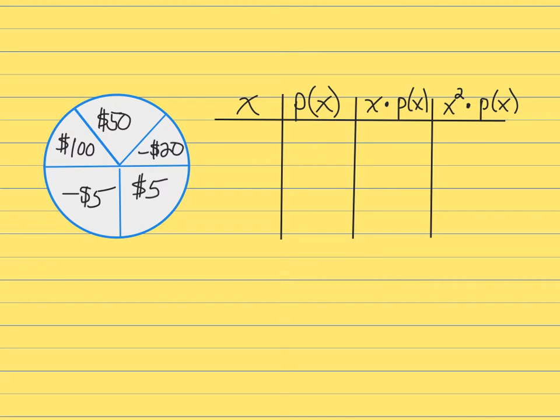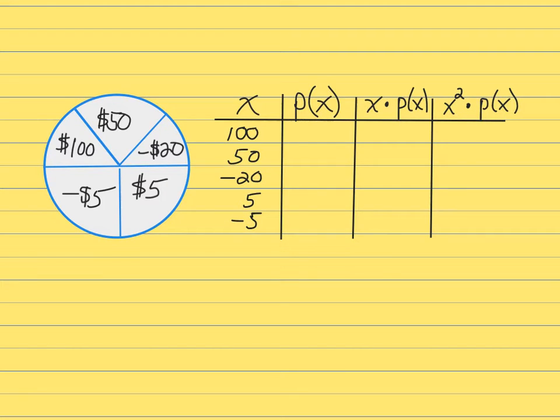So we have to establish the random variable first, which is the actual outcomes of this situation. The actual outcomes are what happens in each region of the spinner, or the circle. So the random variables in this case are the $100 win. These are your x values. That's what the random variable is. The $50 win, the $20 loss, the $5 win, and the $5 loss.